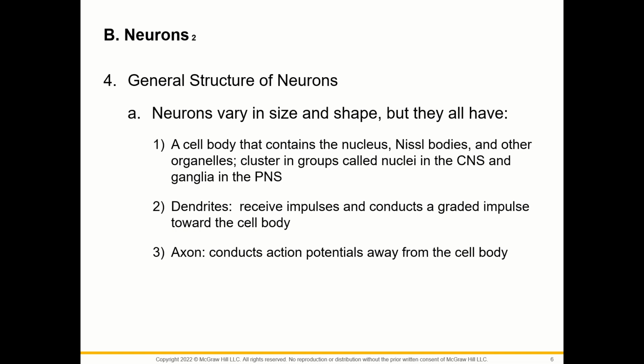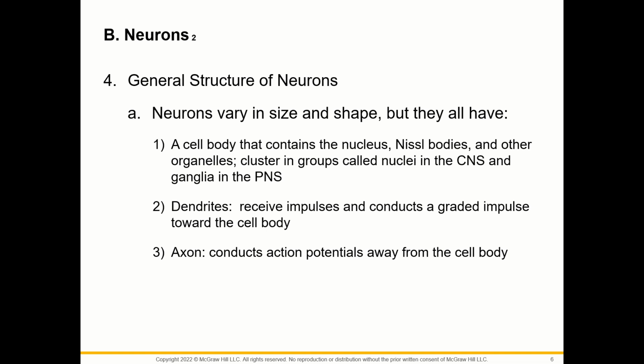With the general structure of neurons, neurons vary in size and shape, but they all have a cell body that contains the nucleus, Nissl bodies, and other organelles. The clusters are in groups called nuclei in the central nervous system and ganglia in the peripheral nervous system. So if you hear nuclei, when we talk about the basal nuclei, these are clusters of cell bodies in the central nervous system. And then if you learn about dorsal root ganglia for sensory neurons, that's going to be in the peripheral nervous system. The other things that the neurons have are dendrites and axons.